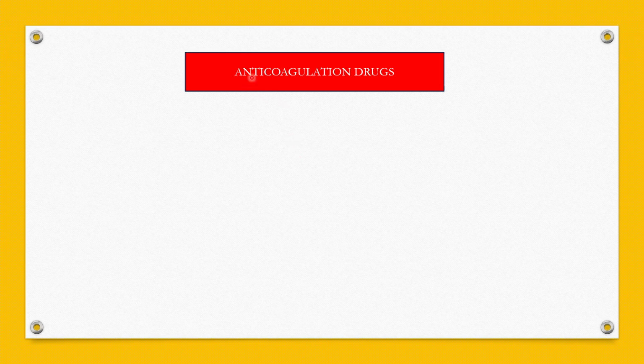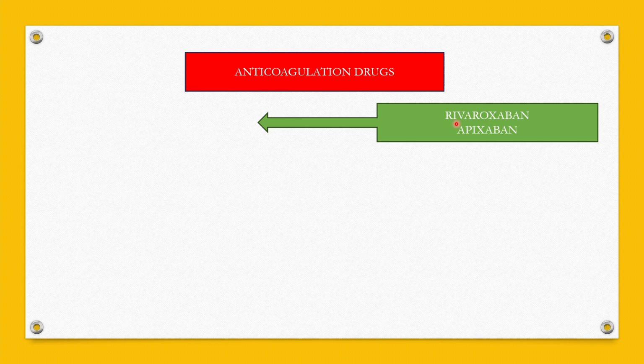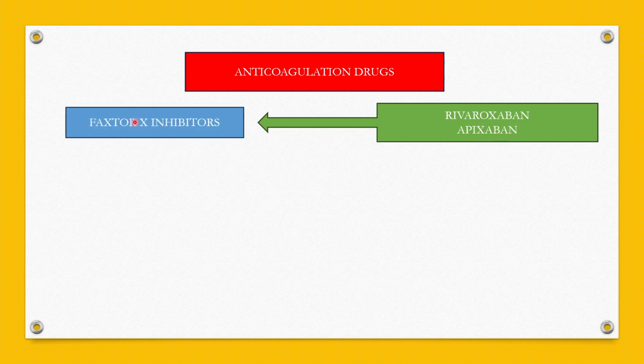Now, let's discuss briefly the anticoagulant drugs. The new anticoagulant drugs are rivaroxaban and apixaban. These are actually inhibitors of factor 10. So factor 10 is in the common pathway, and there is no test to monitor rivaroxaban and apixaban because there is no such test available to monitor the common pathway. So that's why there is no monitoring required for these drugs.